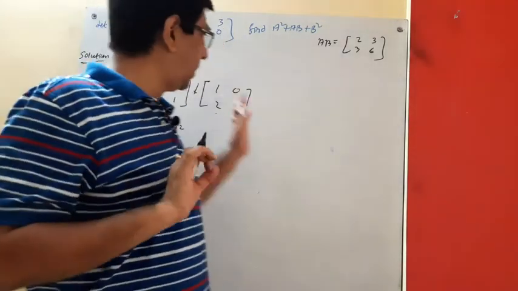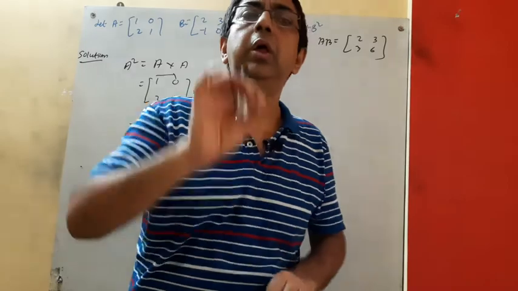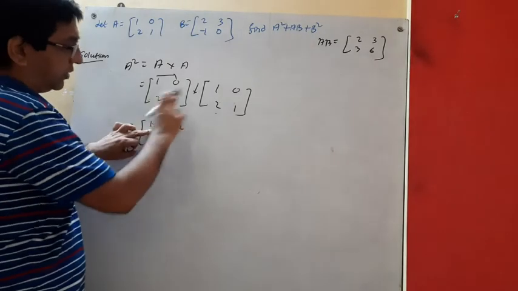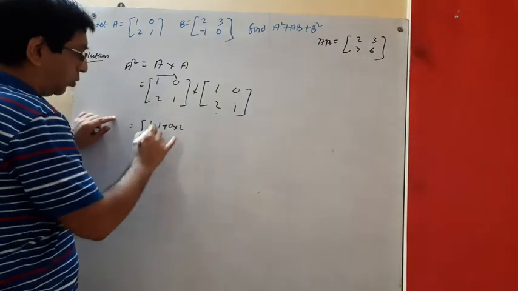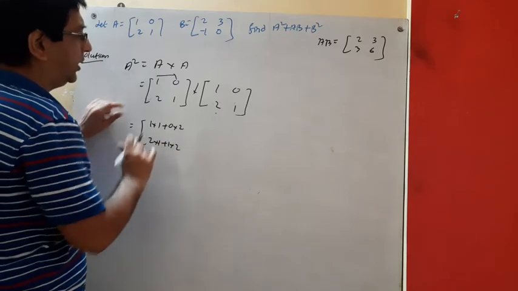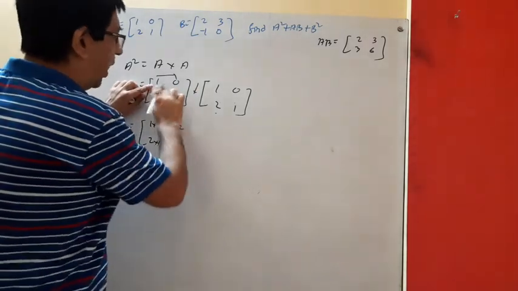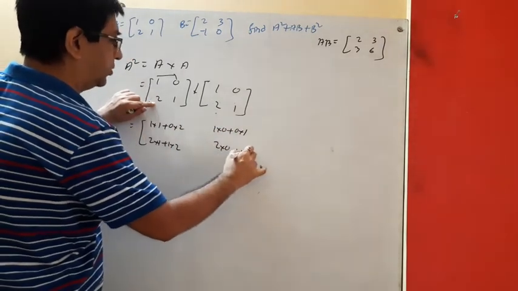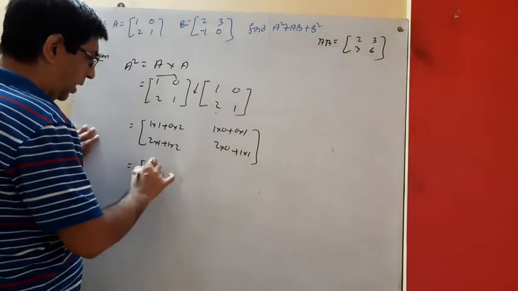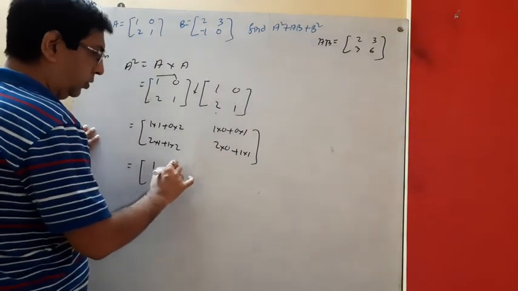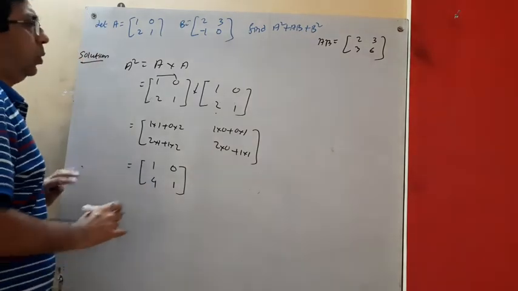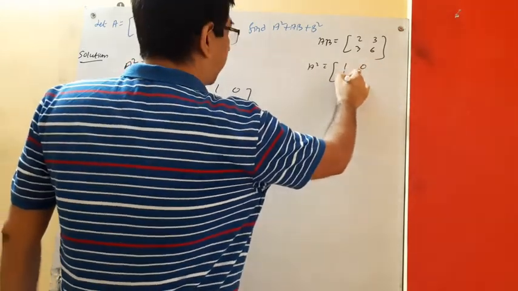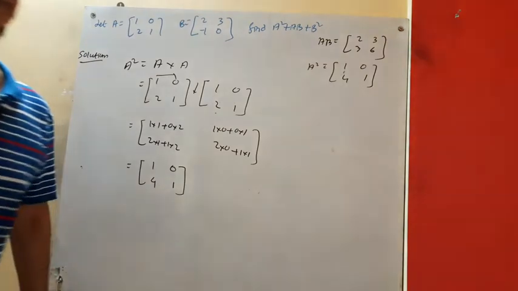Student, you can do one thing. Whenever going for multiplication, pause the video, do it yourself and check it. That will be better for you. Okay, 1 into 1 plus 0 into 2, right? Now 2 into 1 plus 1 into 2, right? First row, first column, second row, first column. Now 1 into 0 plus 0 into 1 and 2 into 0 plus 1 into 1. So 1, 2 plus 2, 4, 0, this is 1. So A square equal to, please check the calculation, 1 0 4 1. This is the matrix A square, 1 0 4 1.